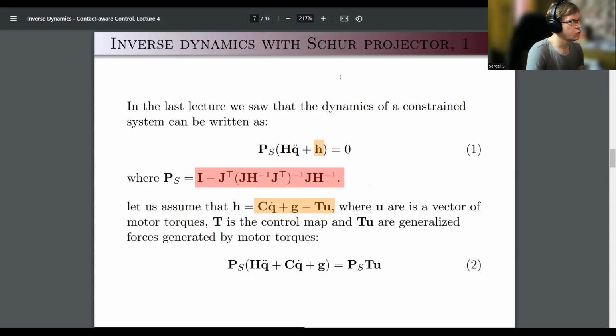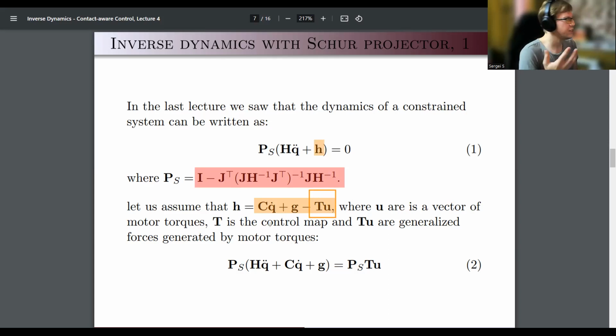Last time, the way I opened H was with tau here. So here it was tau, not Tu. Tau was generalized external forces. Now Tu is some matrix, a control map I call it, and u are motor torques. This is a typical way we describe them.